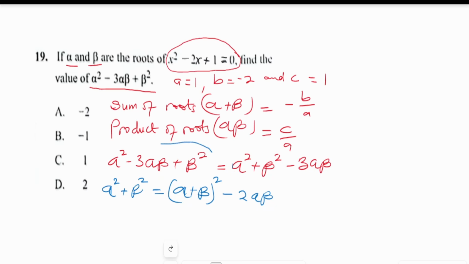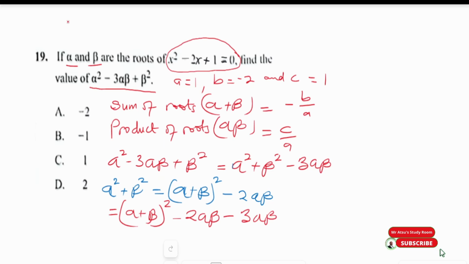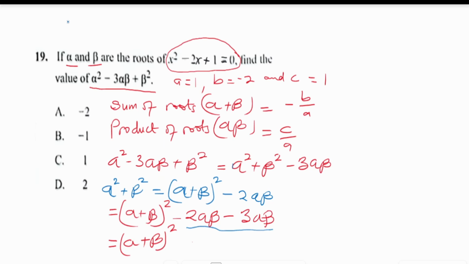So this whole expression, which is what we are solving for, becomes alpha plus beta all squared minus 2 alpha beta, which is for this part of it, then minus 3 alpha beta. And that will be equal to alpha plus beta squared minus 3 alpha beta. I forgot to bring the beta. So this and this are like terms. So when we put them together, we are going to have negative 5 alpha beta. So minus 5 alpha beta.